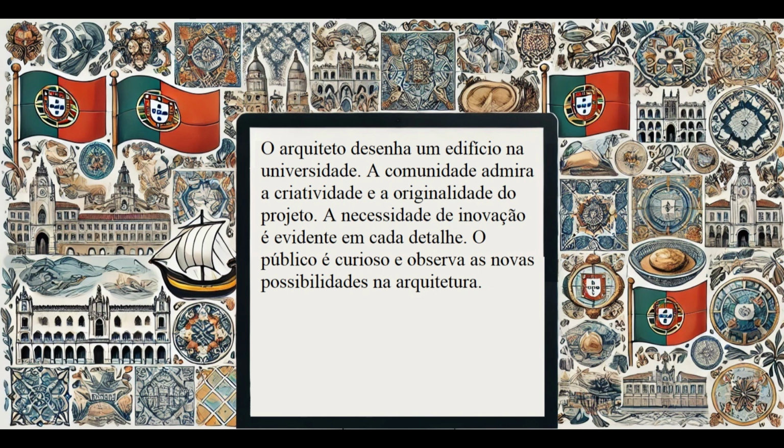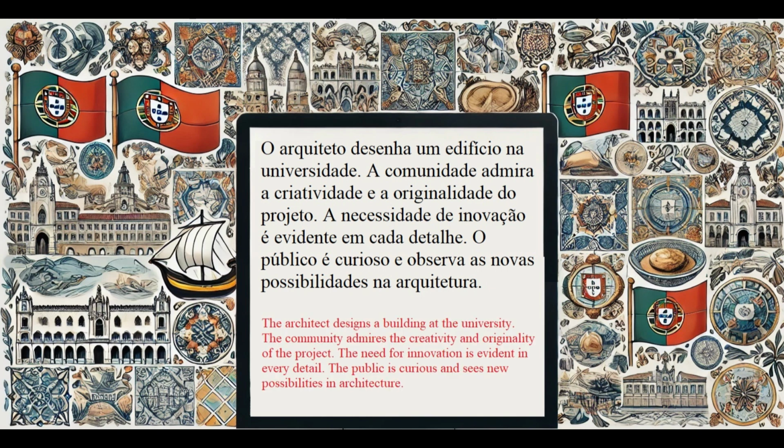Did you catch all of that? Let's go over the translation together. The architect designs a building at the university. The community admires the creativity and originality of the project. The need for innovation is evident in every detail. The public is curious and sees new possibilities in architecture. Look at everything you already know in just 2 lessons, just by learning a few tricks.